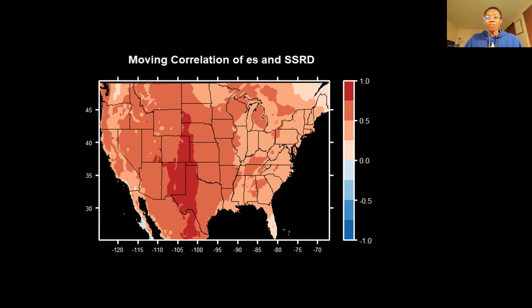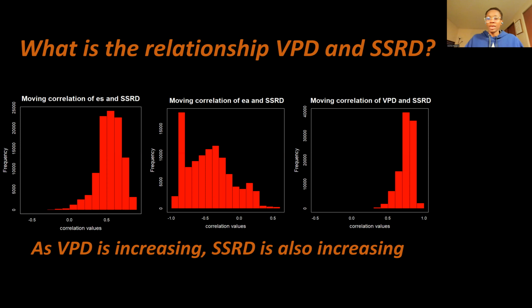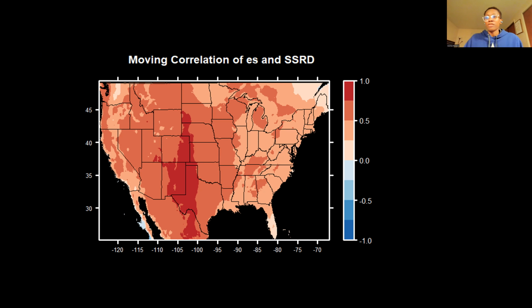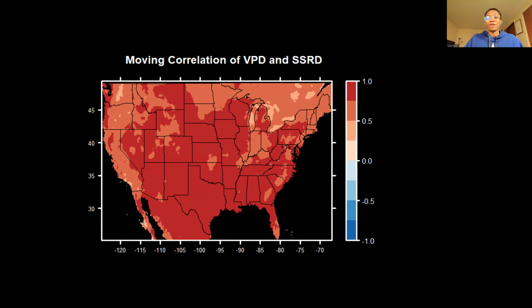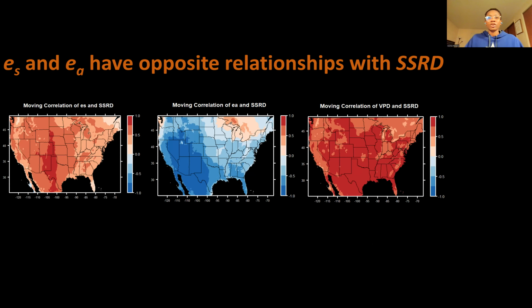And from here, what we can see is the same thing as before. We have mostly positive correlation between ES and incoming solar radiation. But with EA, it's a negative correlation. And with VPD, it's a very high positive correlation with incoming solar radiation. The take home is that ES and EA have opposite relationships with solar radiation. When ES is increasing, solar radiation is increasing. But on the other hand, when EA is increasing, solar radiation is decreasing.